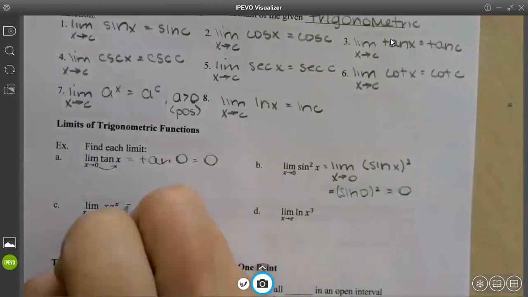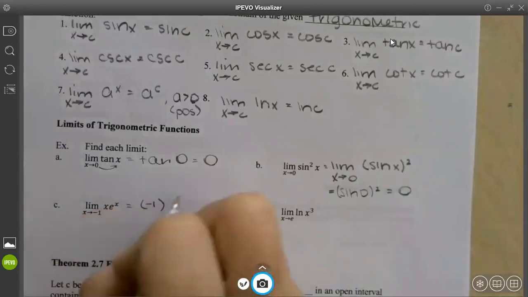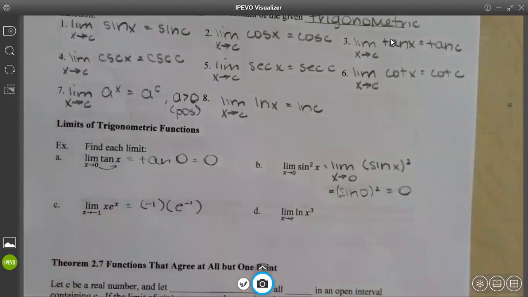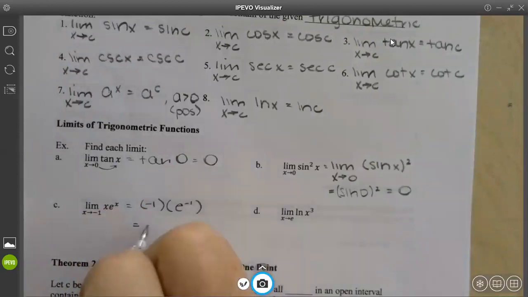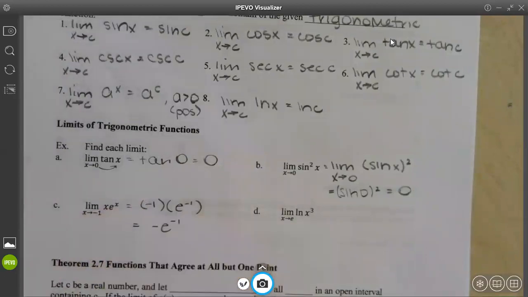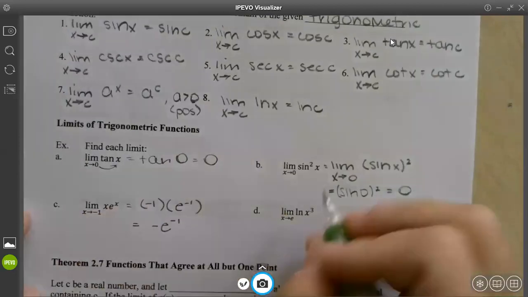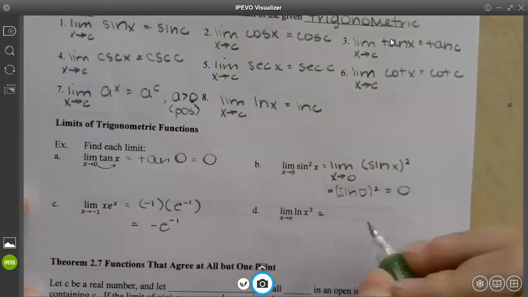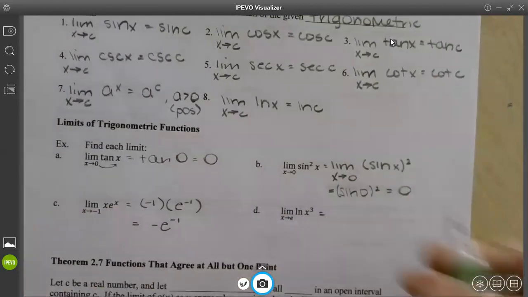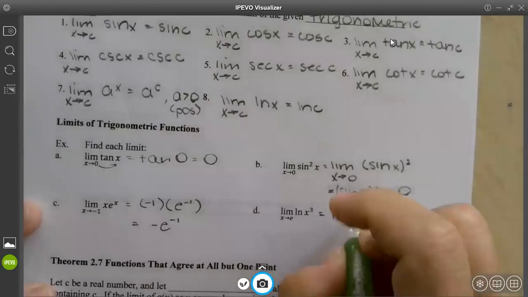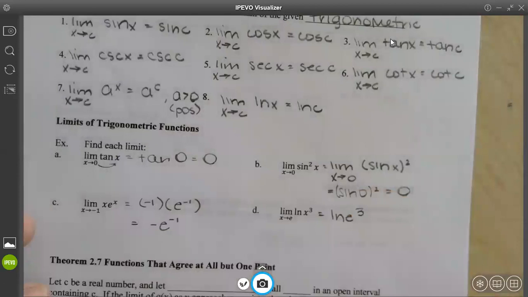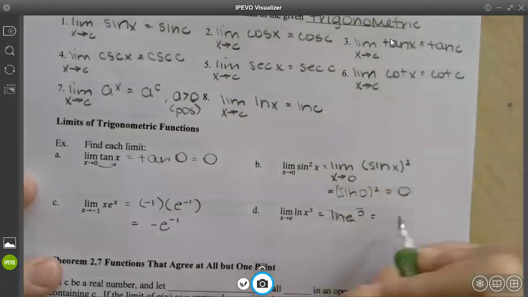Same thing on this one. X is -1 times e to the -1 will give you negative e to the -1. Now that you can reduce to a number if you want to, but you don't have to. You do not have to reduce it. You can leave it just like that. So all I did was multiply e to the -1 times -1. And then the last one, ln x cubed. Again, you can just put it in ln e to the 3. What do you know about ln and e? So we evaluated it to be 3.